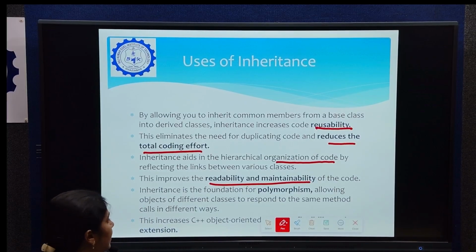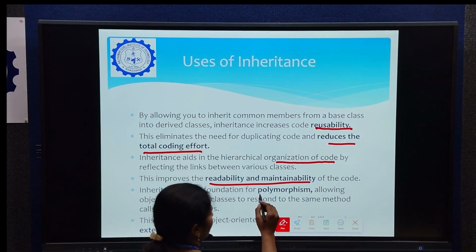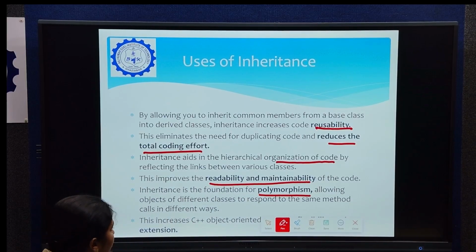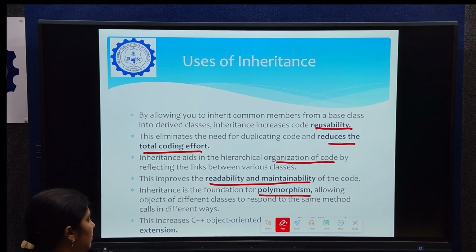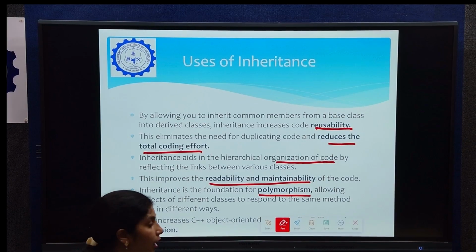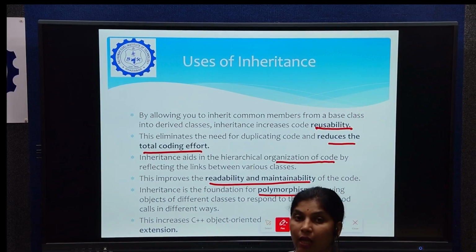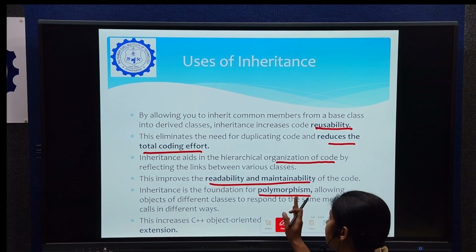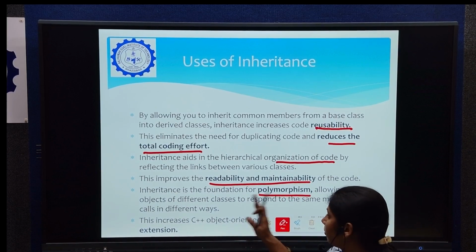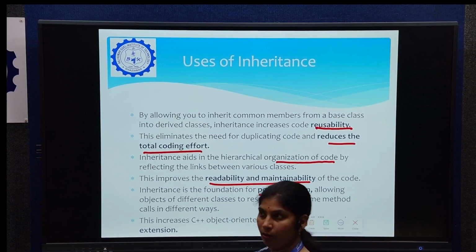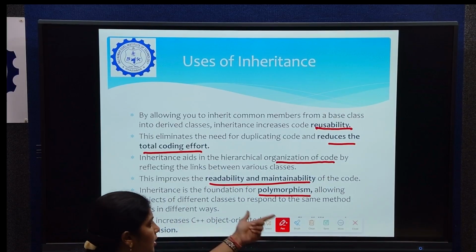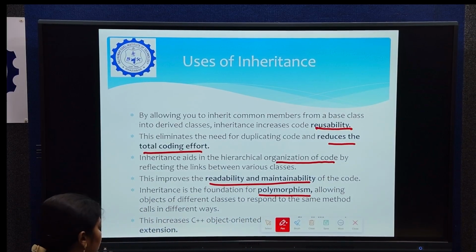It is the basic foundation of polymorphism. Obviously, it also supports polymorphism. How can we say it is a foundation? Because it allows objects of different classes to respond to the same method calls in different ways. We will see in the coming slides how this is supported by inheritance. In case of multiple inheritance, this concept is supported.